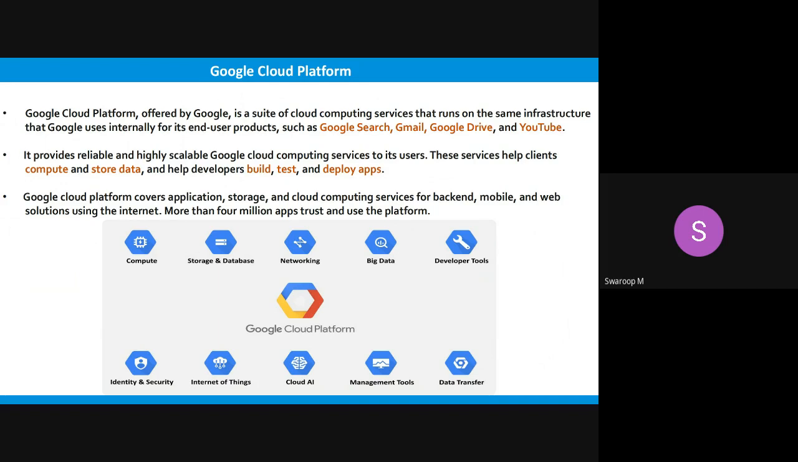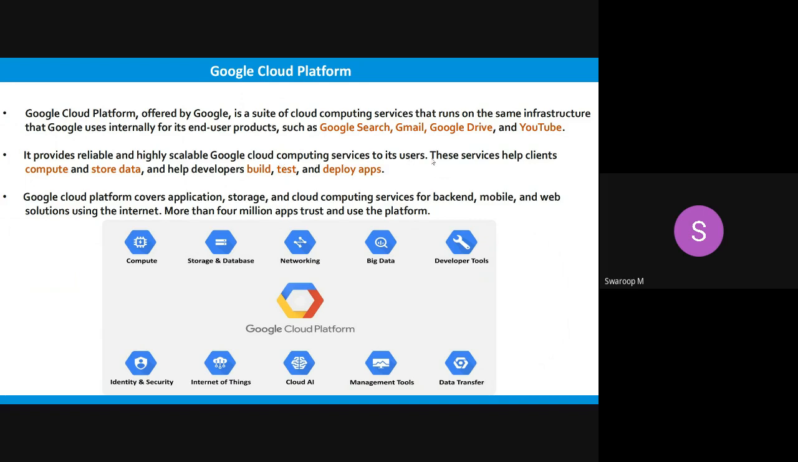So here, Google Cloud Platform, offered by Google, is a suite of cloud computing services that runs on the same infrastructure that Google uses internally for its end-user products, such as Google Search, Gmail, Google Drive, and YouTube. These are all products which have the Google Cloud Platform as their backend. It provides reliable and highly scalable cloud computing services to its users.